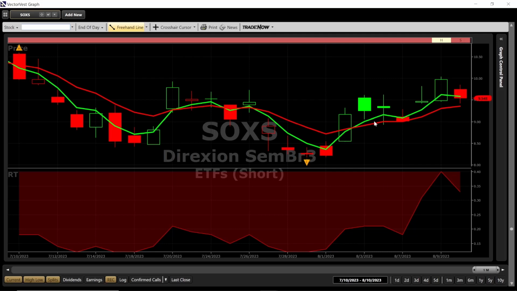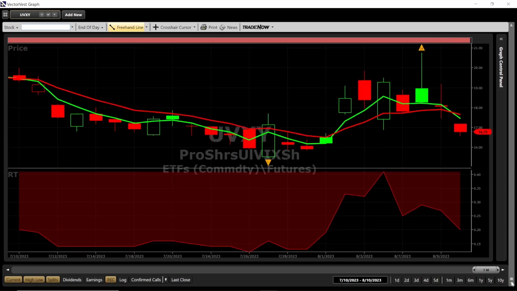Next, we have SOXS. The 3 is above the 8-day exponential moving average, showing momentum to the upside in this inverse ETF. In addition, if we look at RT relative timing, we do see a nice steady rise in relative timing since the beginning of August. Now, the last one on the list is UVXY. We see a gap down here today. The 3 has crossed below the 8-day exponential moving average, and RT has been waning since the beginning of the month, showing a loss in momentum.